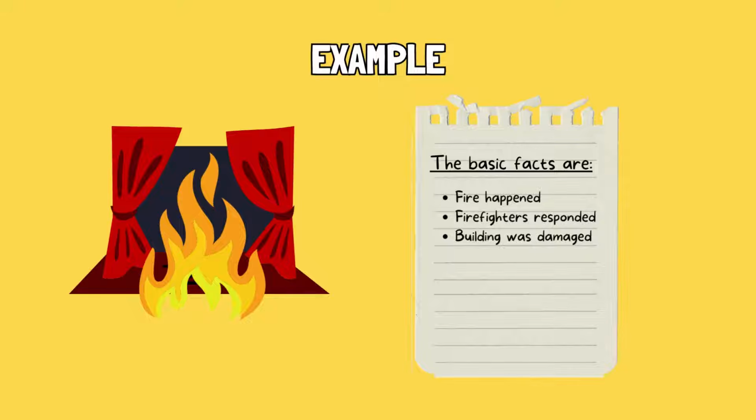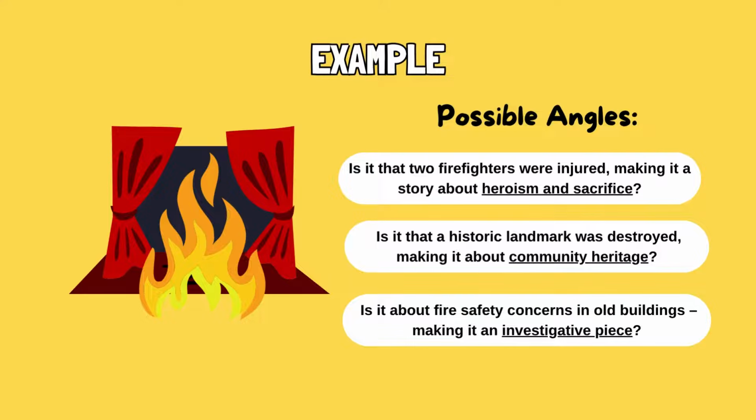Let's say there's a fire at a local theater. The basic facts are, a fire happened, firefighters responded, and the building was damaged. But what's your angle? Is it that 2 firefighters were injured, making it a story about heroism and sacrifice? Is it that a historic landmark was destroyed, making it about community heritage? Or is it about fire safety concerns in old buildings, making it an investigative piece? Your angle guides everything that follows, especially your opening paragraph.